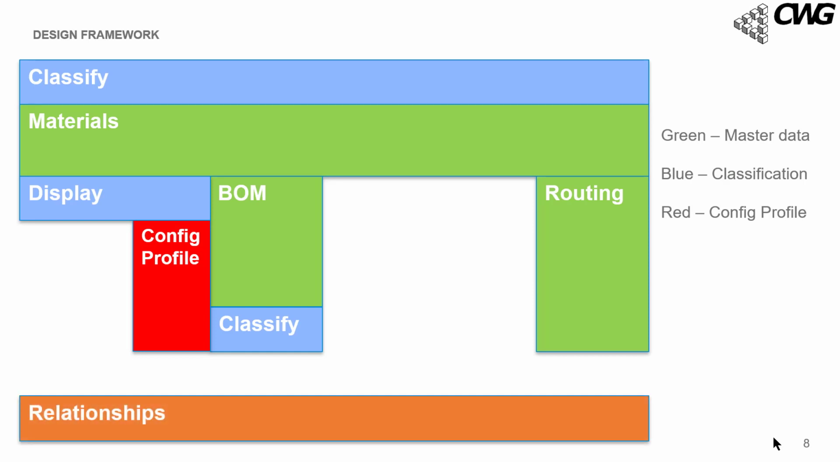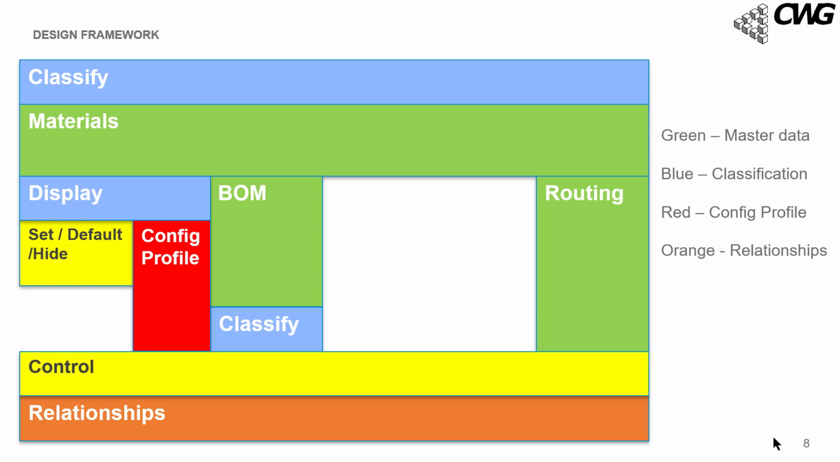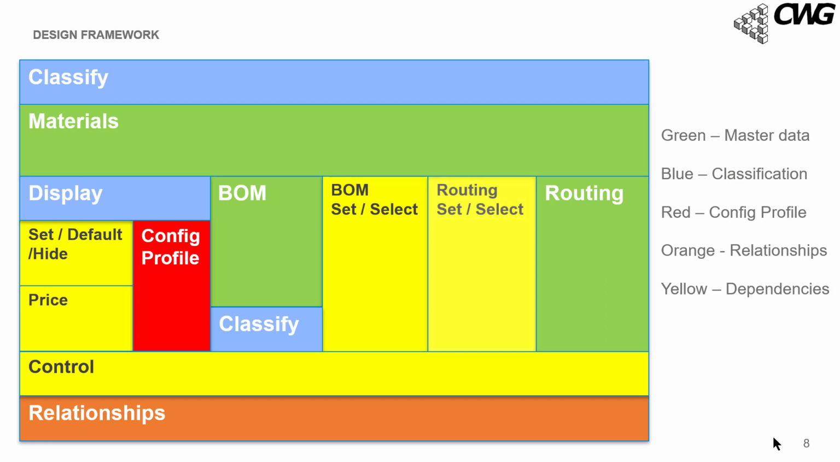Across the bottom are relationships. These can span the whole model from top to bottom. These are typically the requirements collected in the discover phase and broken into the important relationships. Relationships by themselves do nothing. We need controls, often defined in constraints and other dependencies to control other aspects, such as user interaction, pricing, and BOM and routing setting and selecting. Thinking of your model design in this way will make it easier to be structured and organised.